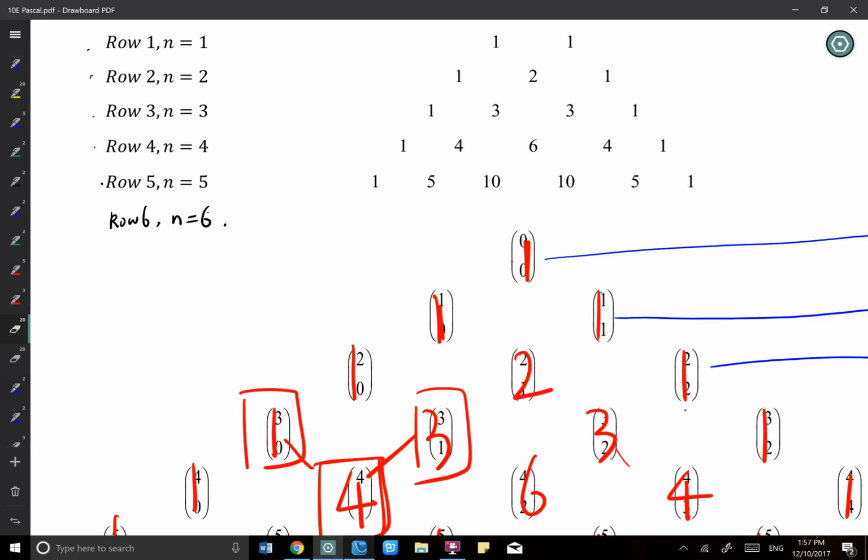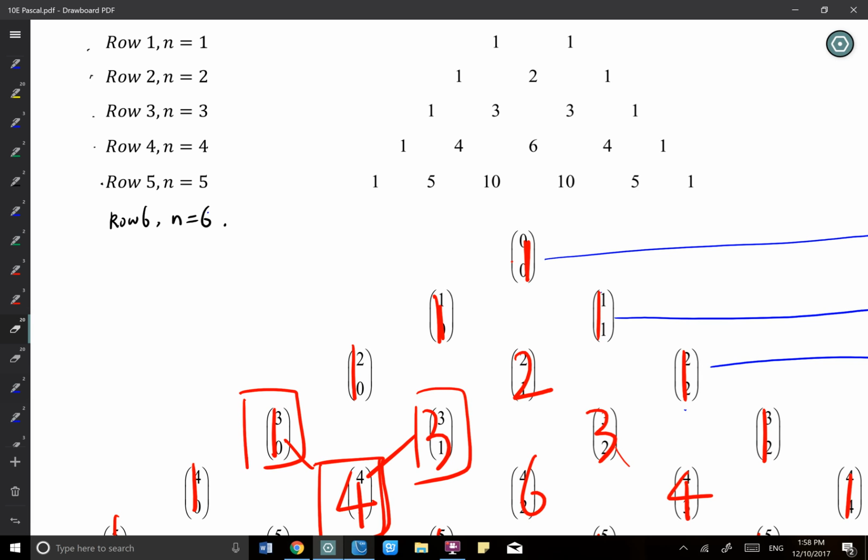You all start counting from 0. So row 6 starts from counting 0, 1, 2, 3, 4, 5, 6. And then select the 3. You count from 0, 1, 2, 3. Okay, so this way starts from 0 and this way starts from 0 as well.